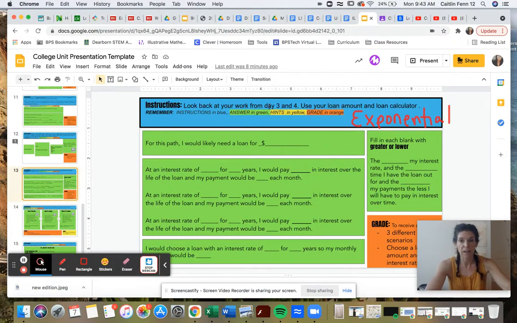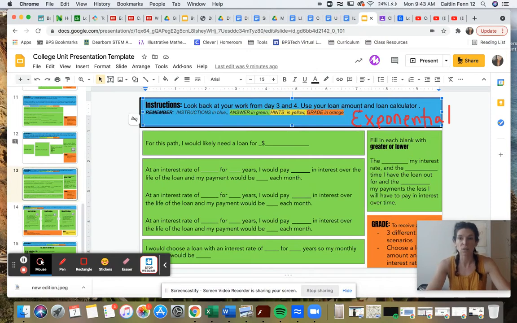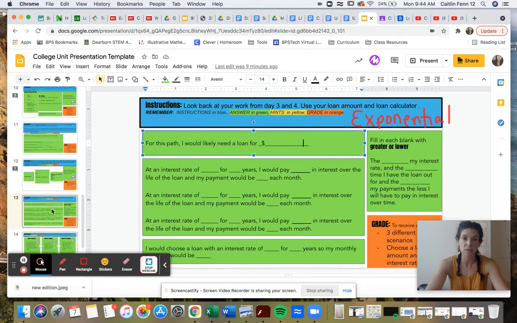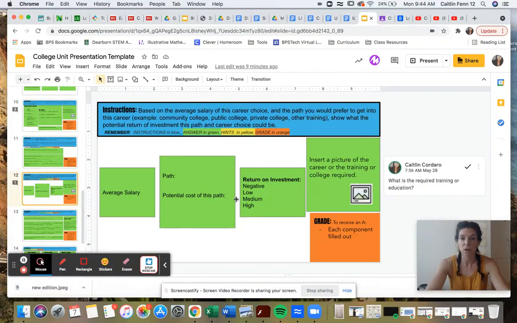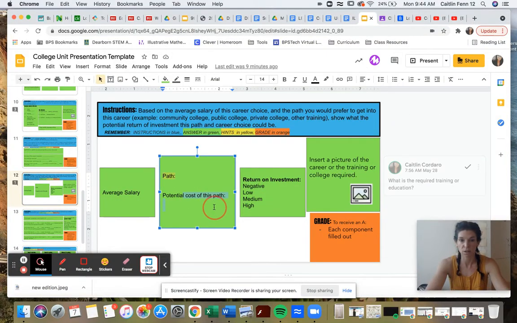So we're going to look back at our work, and we're going to use a loan calculator and our loan amount. This is also going to be linked in the video below, and it's going to be linked on your Google Classroom. That's where the loan calculator will be. All right, so for this path, I would likely need a loan for this amount. For that loan amount, you're going to need to look back at your prior slide. How much was the cost of that path, potential cost of your path?